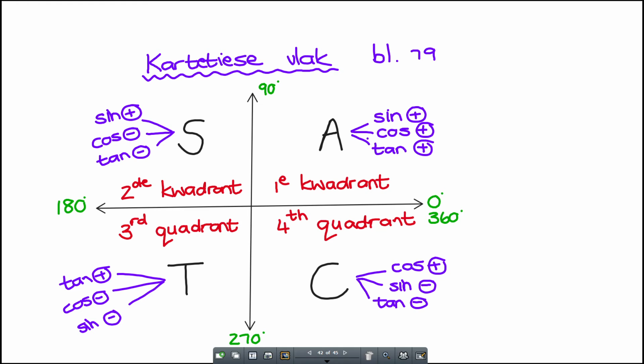So people, when we talk about, let's say, an angle of 60 degrees, in which quadrant would it be? It's in the first quadrant, because it is between 0 and 90. So if I talk about 130 degrees, where will it be? In the second quadrant, because 130 is bigger than 90 but less than 180. So it lies here in this quadrant.